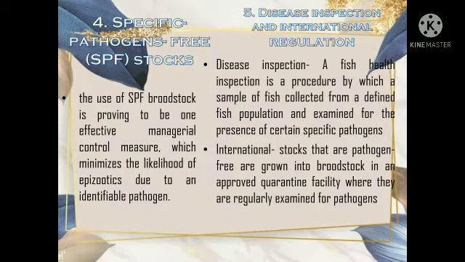Disease infection. A fish health inspection is a procedure by which a sample of fish collected from a defined fish population is examined for the presence of certain specific pathogens. International. Stocks that are pathogen-free are grown into broodstock in an approved quarantine facility where they are regularly examined for pathogen. The role of stress and disease.